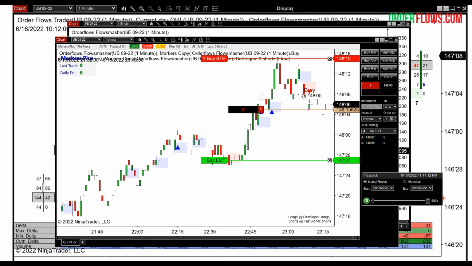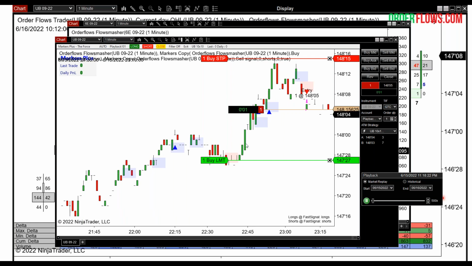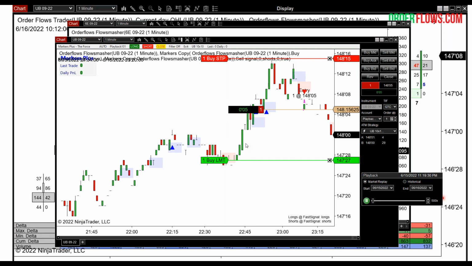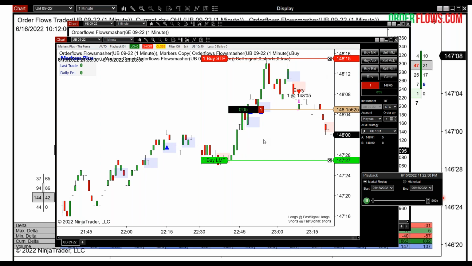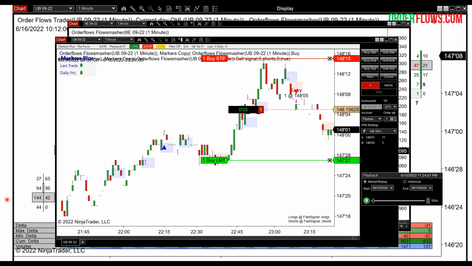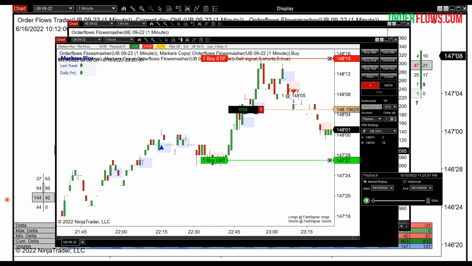Now you do need to use tick replay. You have to have tick replay enabled on your system. It's very simple to do. I've got tutorials out there about it. So again, that's how easy it is to set up on markers. So I'm going to take some questions here.